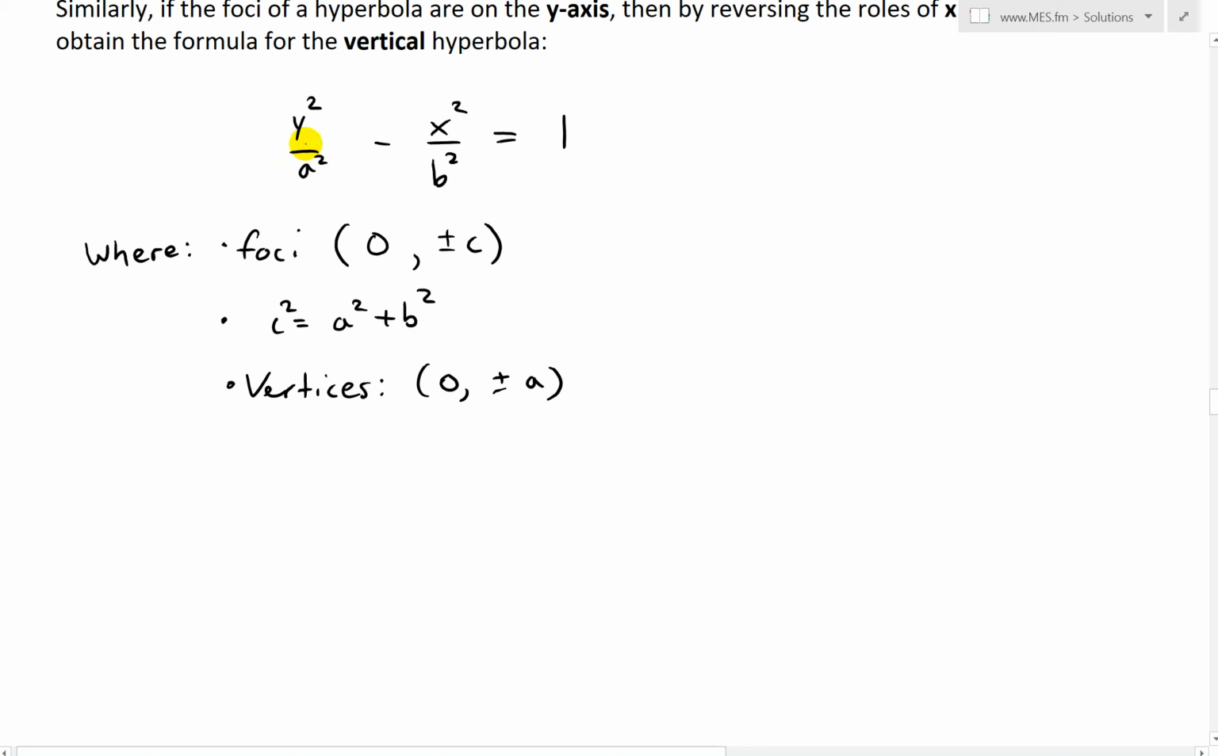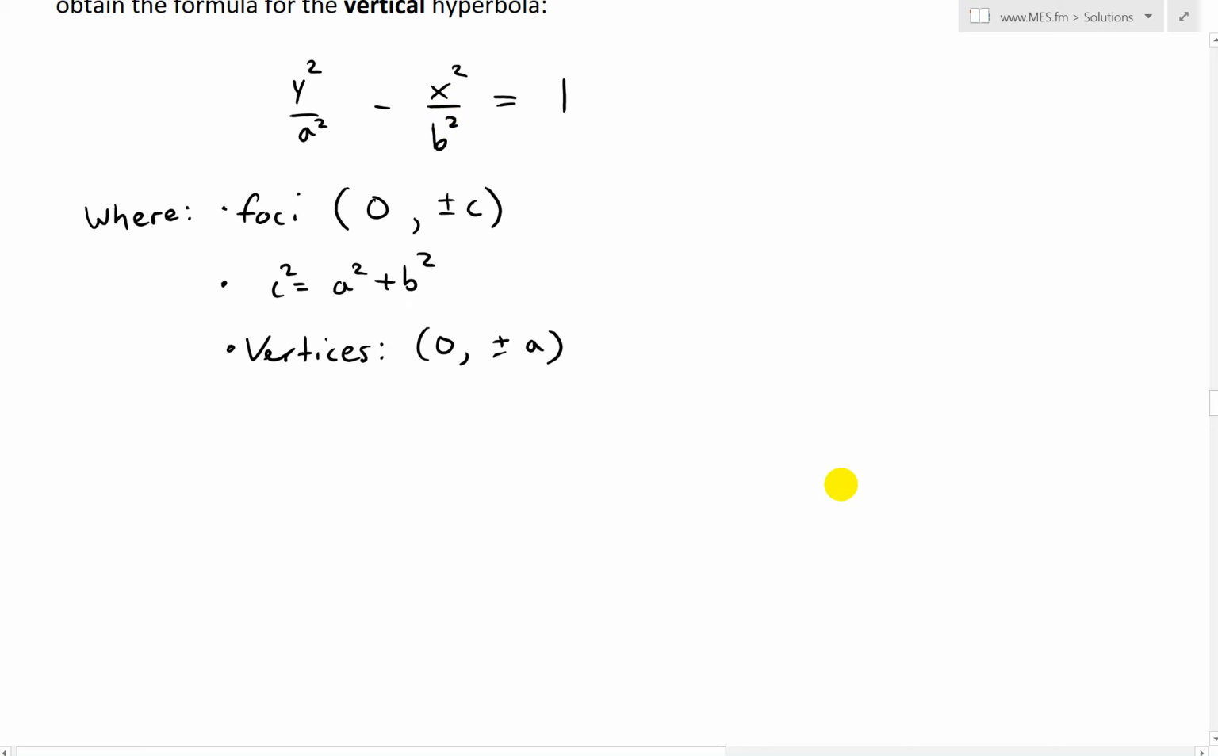So the vertices are going to be under the first term, in this case y. So that's going to be the vertical one, y, and if the x is the first term, it is going to be the horizontal one. So the first one here is the one we're subtracting from, the main term there.